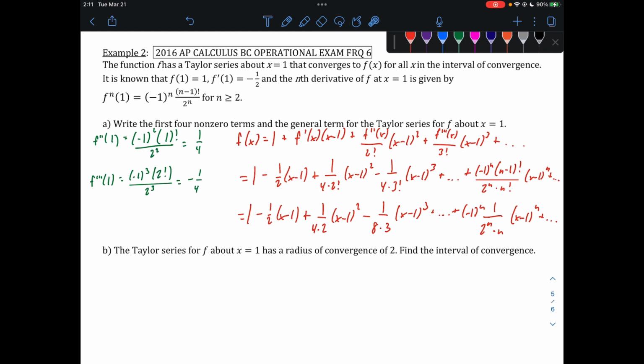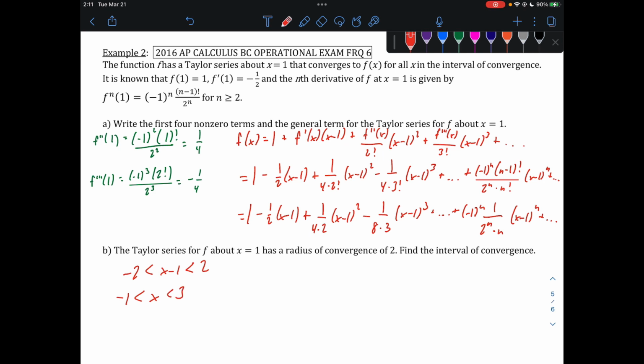Part B: the Taylor series for f about x equals 1 has a radius of convergence of 2. Find the interval of convergence. All right. So a radius of convergence of 2 means that the open interval of convergence is negative 2 less than x minus 1 less than 2. Because we're about x equals 1, it's x minus 1. If I add 1 to both sides, I get my open interval.